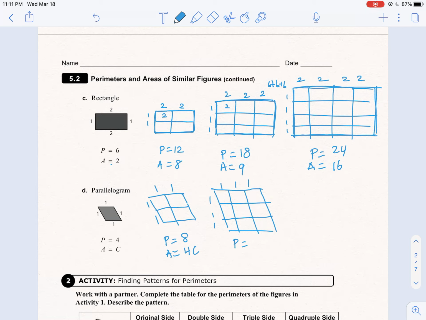Okay, 1, 1, 1, 1, 1, 1. Perimeter is going to be 3 times 4. Area is going to be 9C. Last one.